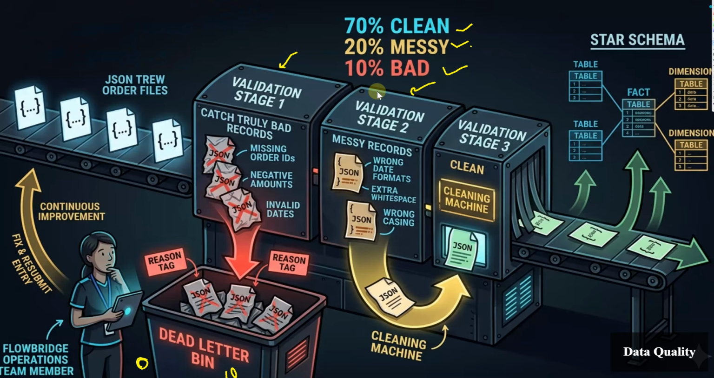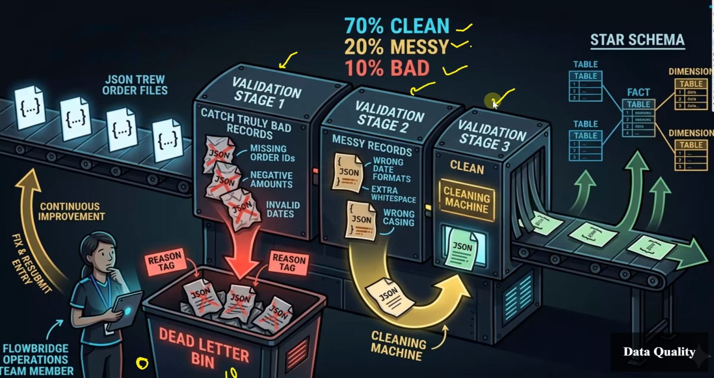Then stage 2, auto cleaning of messy records. For example, if we have wrong date format, then we will automatically convert it. If we have extra white spaces in names or locations, we will automatically trim it. If we have wrong casing, we will automatically upcase it. If we have null carrier or location, we will default it to unknown. So these records are recoverable and they get recovered automatically.